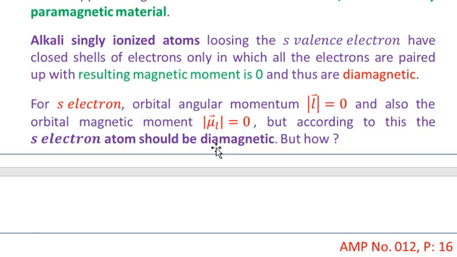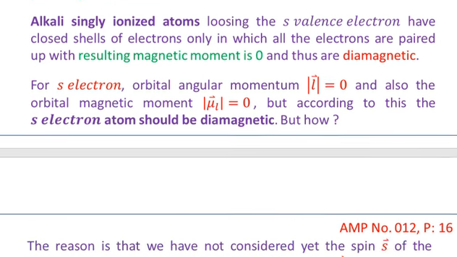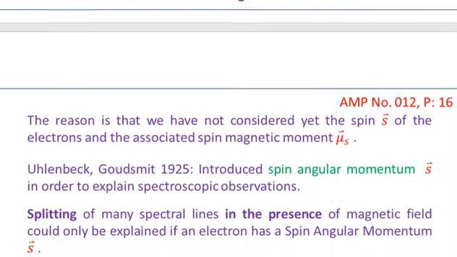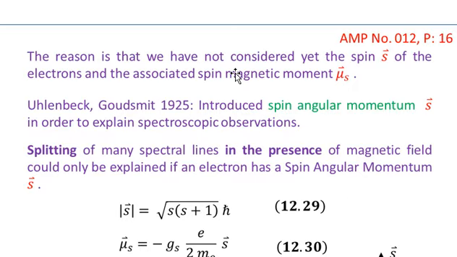These are still paramagnetic materials. That is, the single electrons are just the paramagnetic materials. But how is this possible? The problem is that we have not yet talked about the spin quantity.